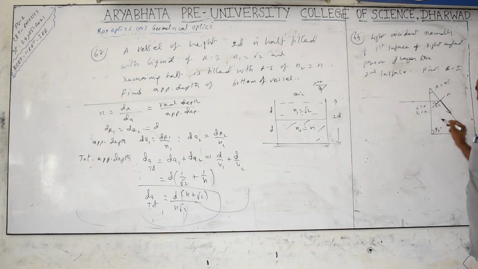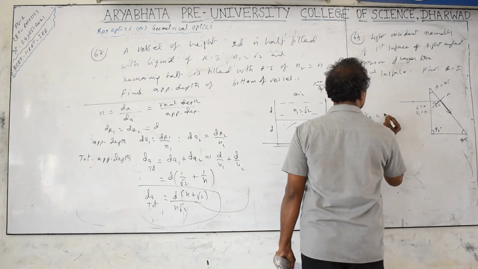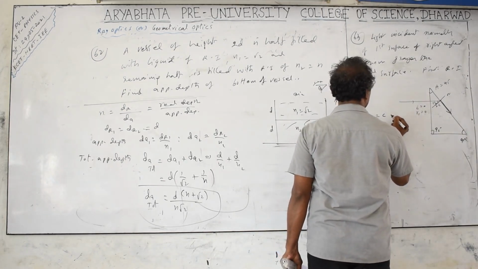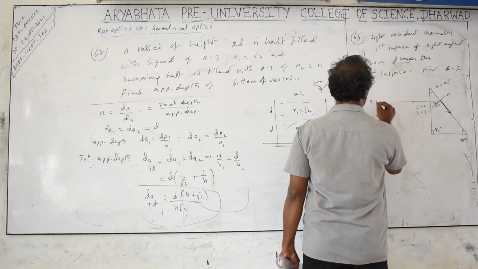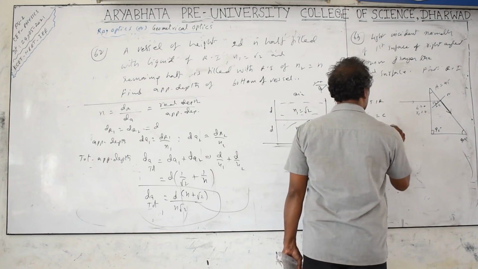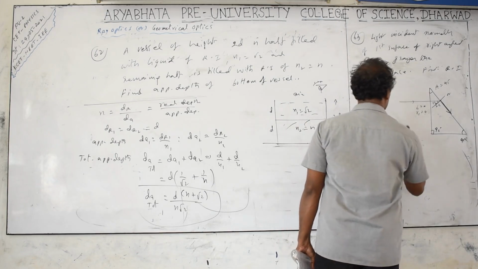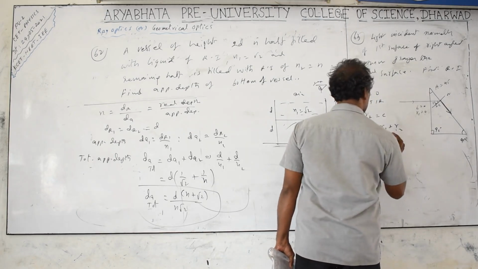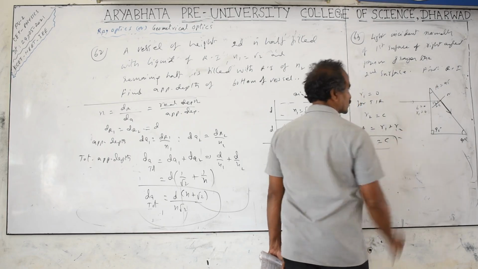This is 90 degrees. The light ray is grazing the second surface, so r2 is equal to C, the critical angle for TIR at the second surface. A equals r1 plus r2. What is r1? r1 equals 0. Therefore A equals 0 plus r2, which is C, so A equals C. This condition you also need to remember.